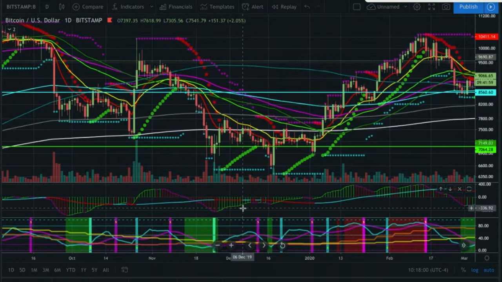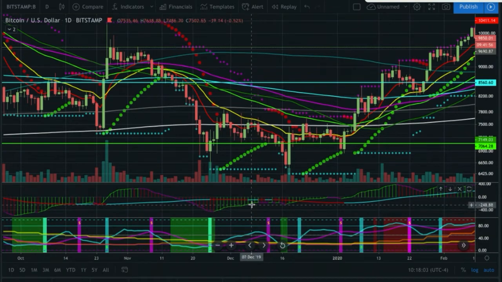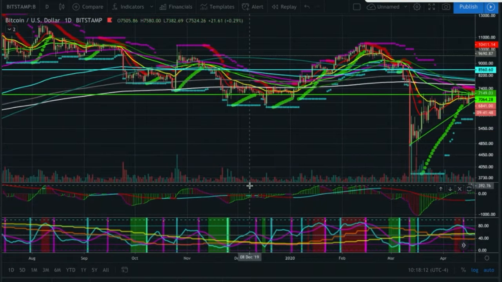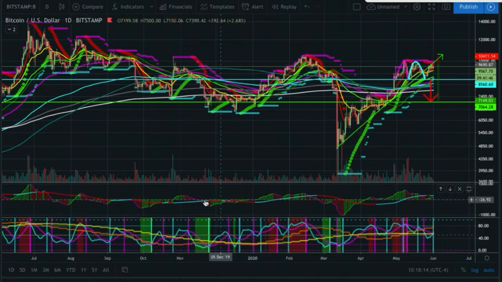That's what normally happens. This one doesn't count because it goes blue, but then the histogram never gets back above it, right? It doesn't get back above it. So you see the histogram right here. Let me go back to it. I'm doing a bad job explaining it.